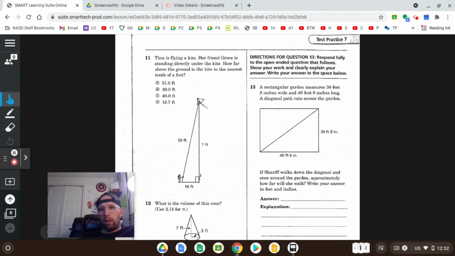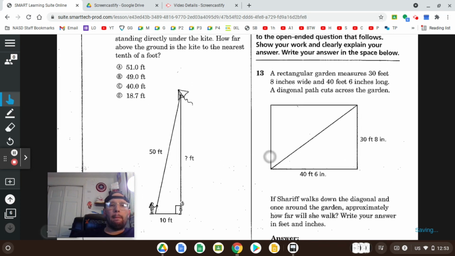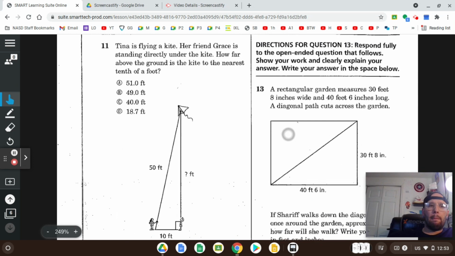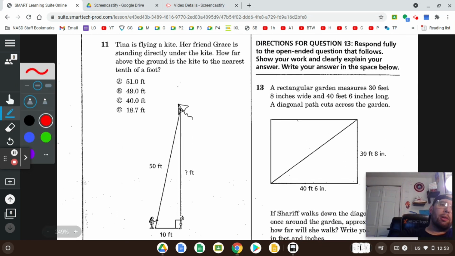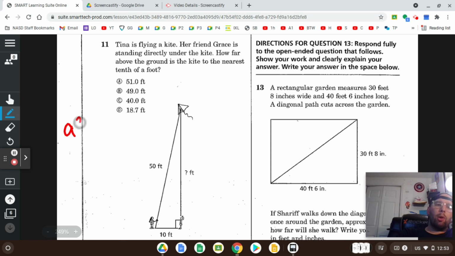Tina is flying a kite. Her friend Grace is standing directly underneath the kite. How far above ground is the kite? Pythagorean Theorem. A squared plus B squared equals C squared. It doesn't matter which one you call A or B as long as the longest side is C.